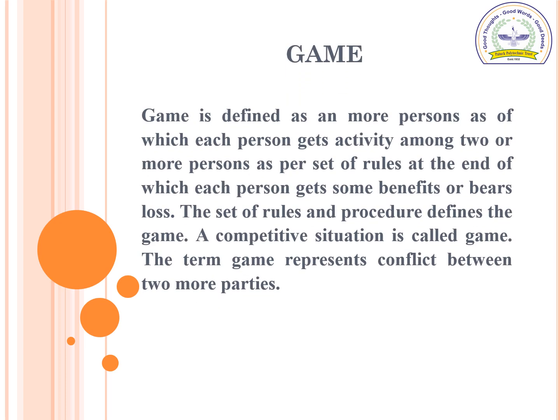So in game theory, first let us understand what a game is. A game is any set of circumstances that has a result dependent on the actions of two or more decision makers. Here, decision maker means player. So a game is defined as involving two or more persons, each of whom takes an action as per a set of rules, at the end of which each person gets some benefit or bears a loss. This set of rules and procedures defines the game. A competitive situation is called a game. The term game represents conflict between two or more parties.